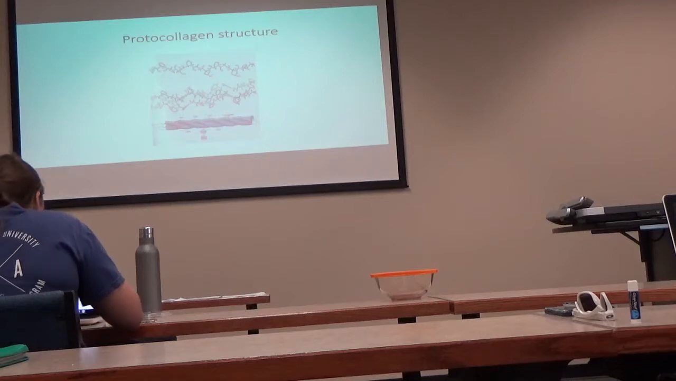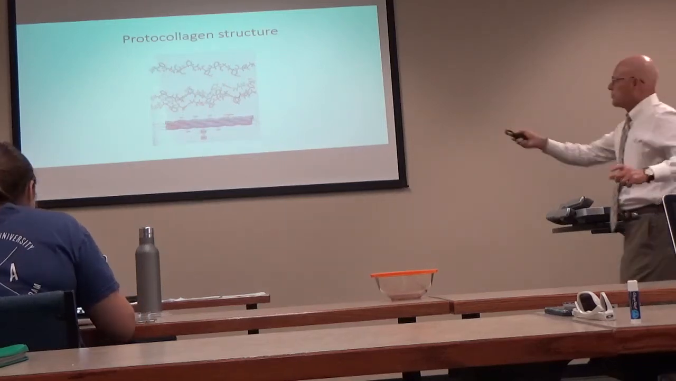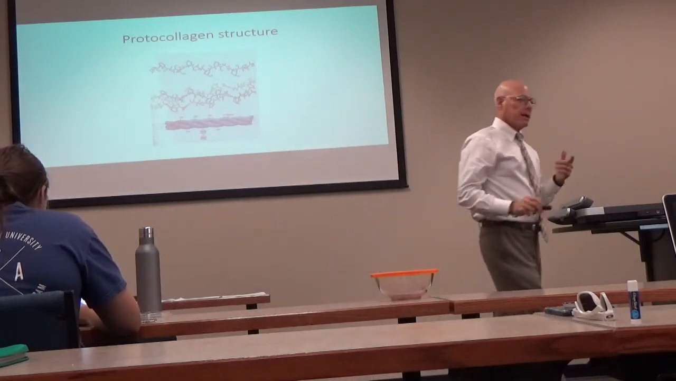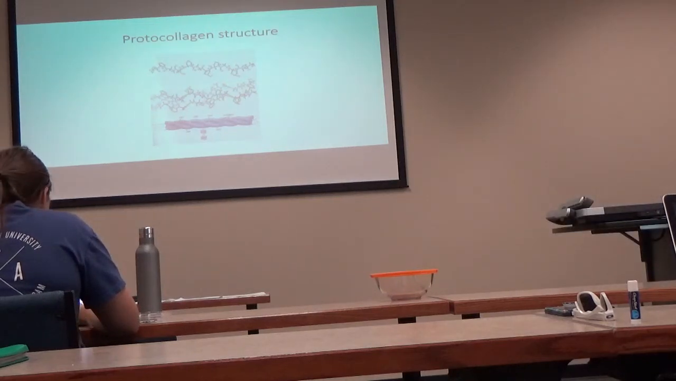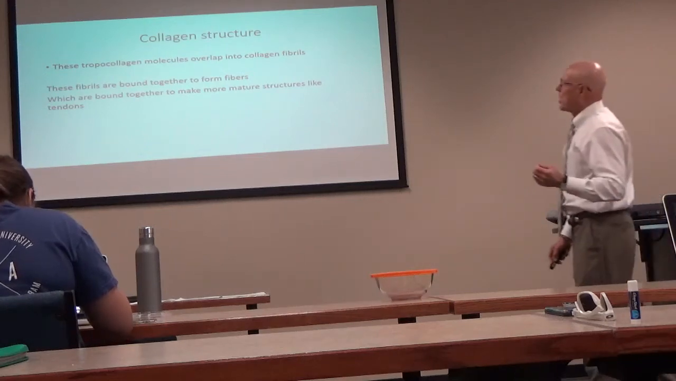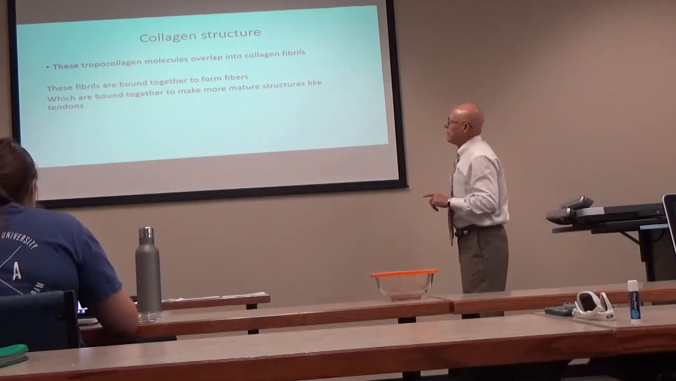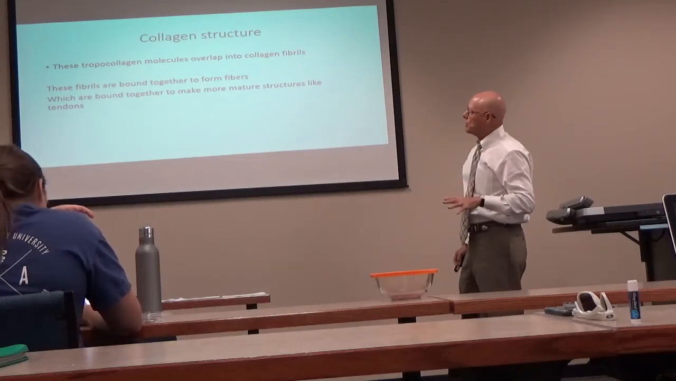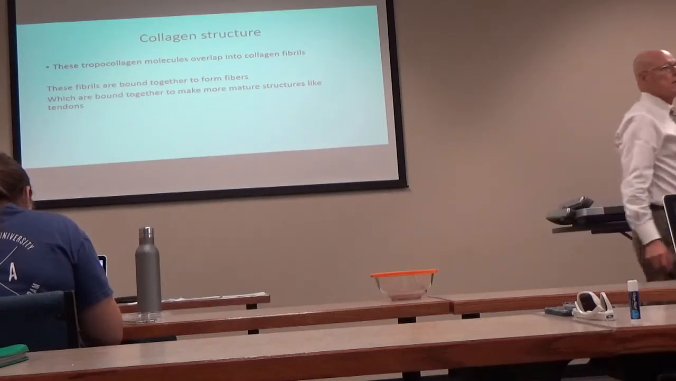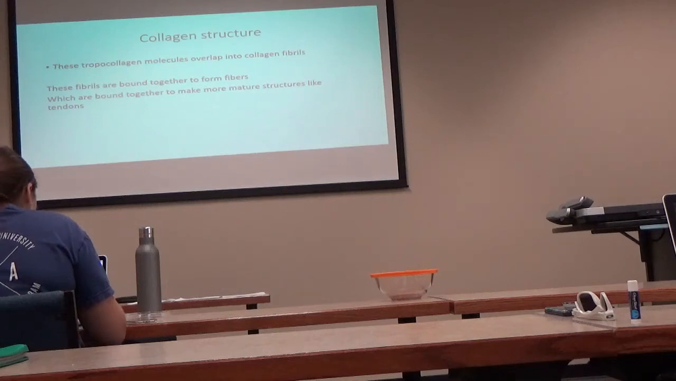Protocollagen is just the early collagen molecule. There's your triple helix down here. And it's produced, by and large, by fibroblasts. Remember the cell line there, it's the fibroblast which is producing most of the stuff in the connective tissue. So these tropocollagen molecules overlap into collagen fibrils. These fibrils are bound together to form fibers, which are bound together to make more mature structures like ligaments and tendons. So it's really just a matter of terminology: tropocollagen, collagen, fibrils, fibers, tendons, ligaments.